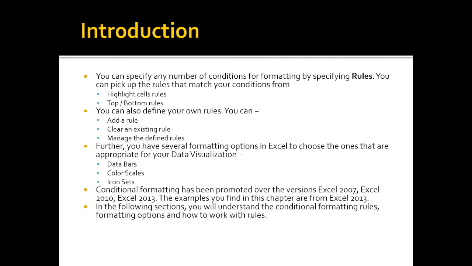You can specify any number of conditions for formatting by specifying rules. You can pick up the rules that match your conditions from highlight cell rules or top-bottom rules. You can also define your own rules. You can add a rule, clear an existing rule, or manage the defined rules. Further, you have several formatting options in Excel to choose the ones that are appropriate for your data visualization. These are data bars, color scales, or icon sets.